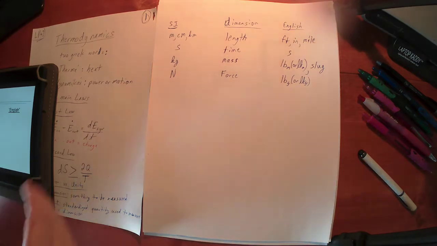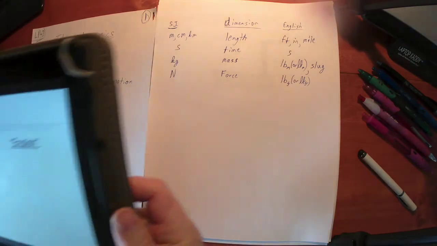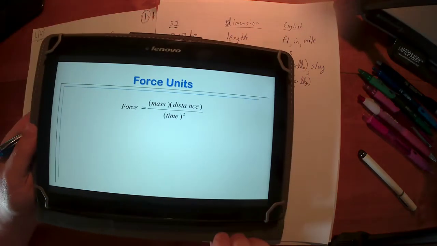Okay, we can talk about how those work here in just a second. Let's see what else we've got here. Yeah, I think that's actually where we're at right now.